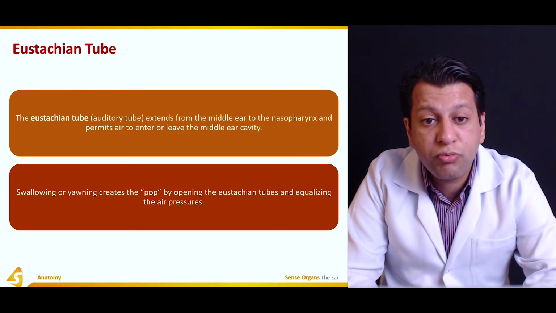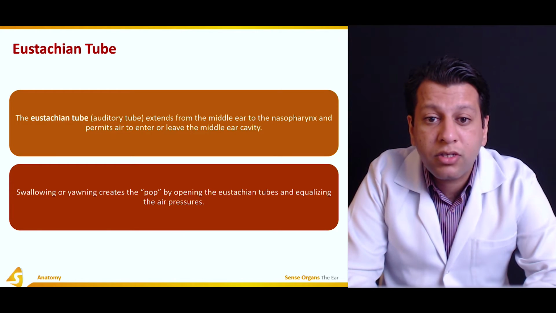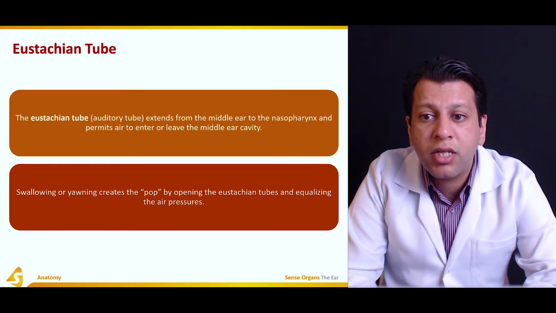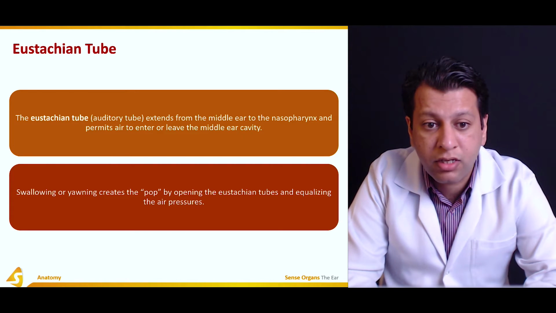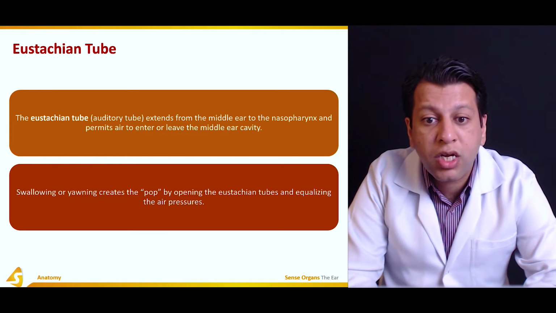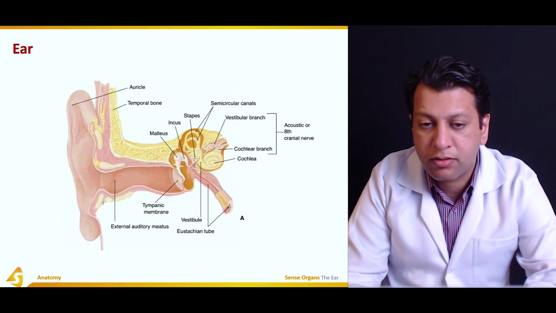Coming to the eustachian tube, which is part of the middle ear, it is an auditory tube that extends from the middle ear to the nasopharynx and permits air to enter or leave the middle ear cavity. Swallowing and yawning create a pop by opening up the eustachian tube and equalizing the air pressure.